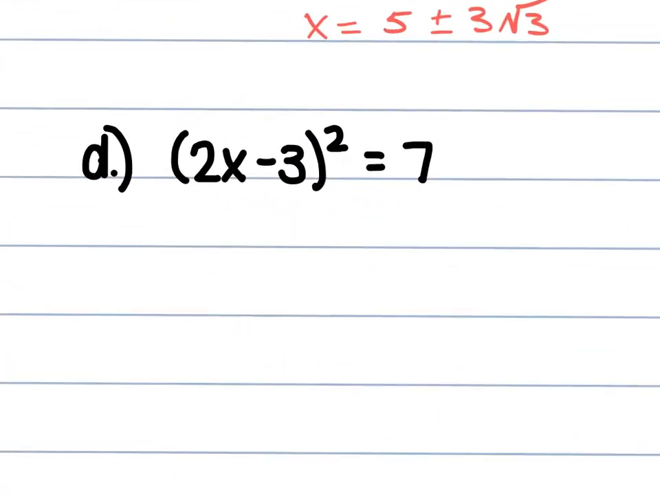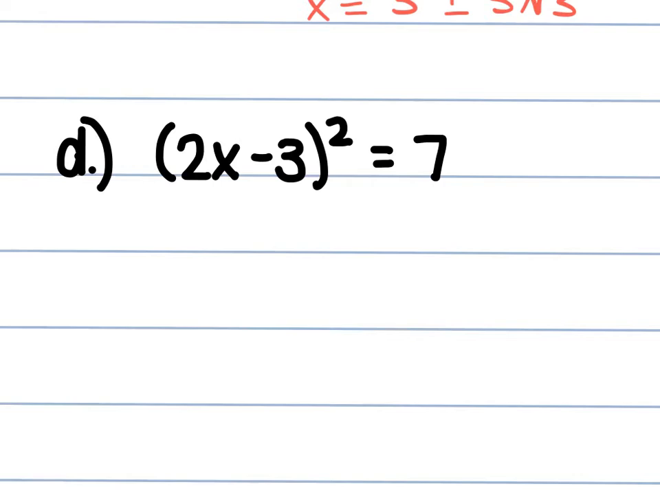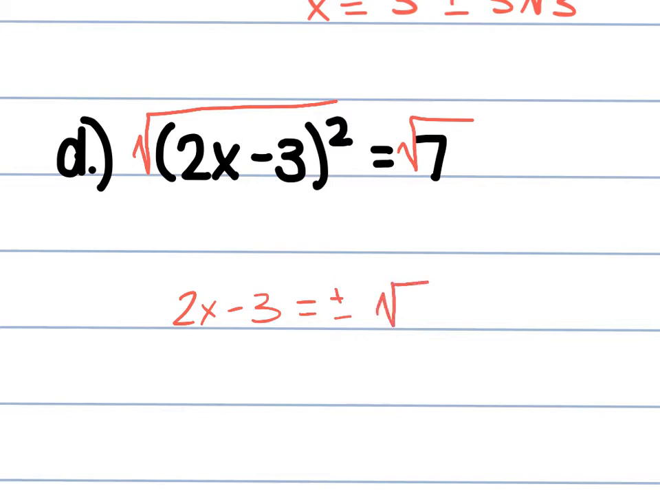Somebody else want to try D? Same exact setup. All right, take it. So you're going to square root both sides. And then you get 2x minus 3 equals plus or minus square root of 7. Then you're going to add 3.